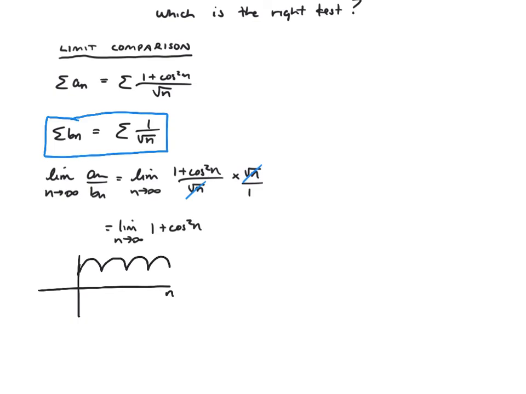It oscillates constantly. So just like cos of n itself has no limit as n goes to infinity, neither does cos squared n or 1 plus cos squared n. So this thing simply has a limit that does not exist. It does not get sufficiently close to any limit L as n goes to infinity. It just oscillates. So the limit does not exist, and what that means is that in this case, the limit comparison test simply doesn't work.